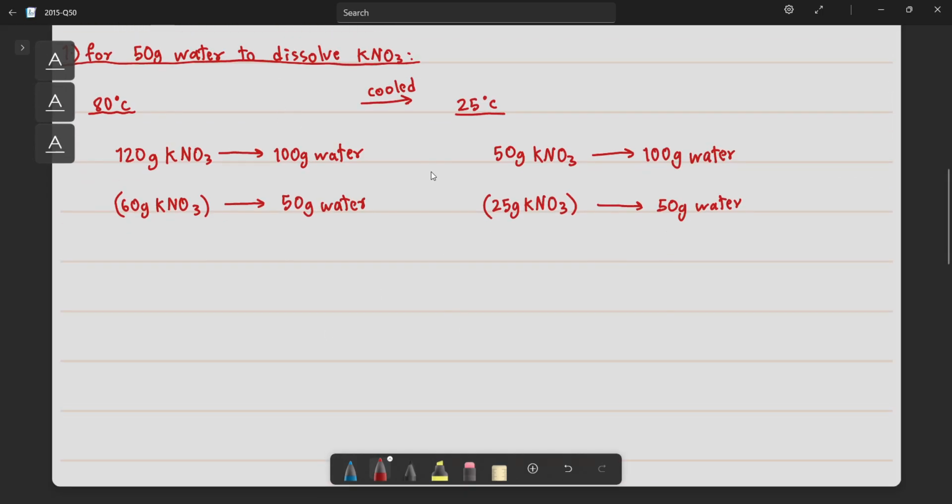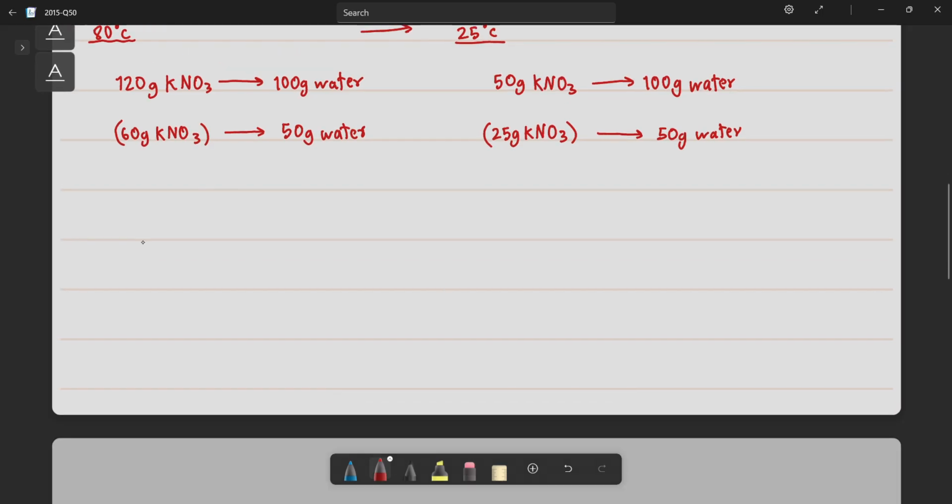What we can conclude from this is that as the temperature was cooled to 25 degrees Celsius, there is some amount of potassium nitrate that is left undissolved. We can see over here that at the same mass of water we're given, which is 50 gram of water, there must be some amount of potassium nitrate left undissolved, left as a solid. It's not dissolved in water. So these values that you see over here are actually the values of potassium nitrate that are dissolved in the water.